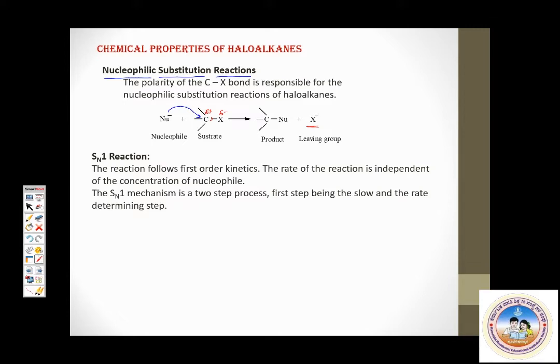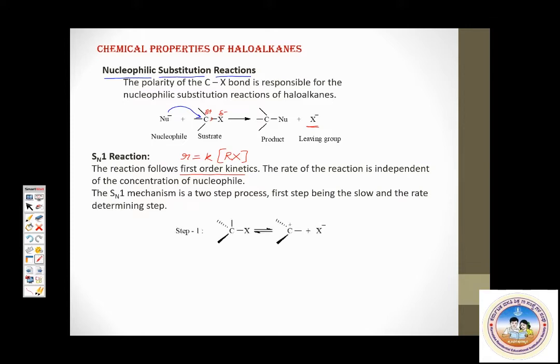SN1 reaction follows first order kinetics. That is, rate of reaction is independent of concentration of the nucleophile. So if I write a rate equation for this, it will be something like this. R is equal to K into molar concentration of alkyl halide only to the power 1. That is SN1 mechanism. It's a two-step process.